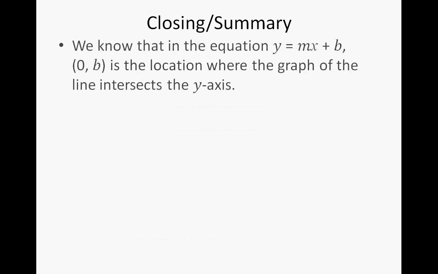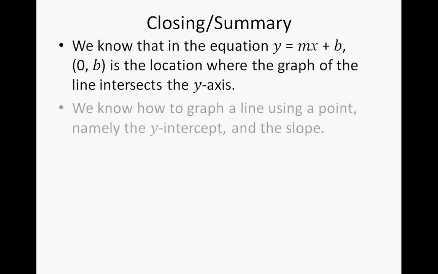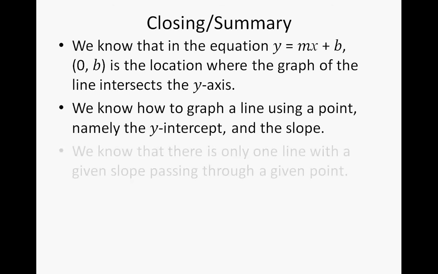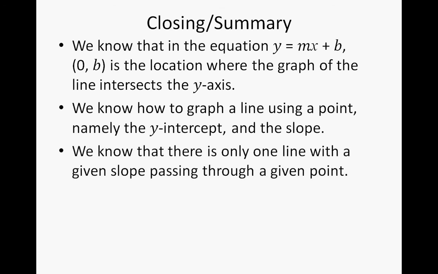All right, so let's wrap up. We know that in the equation y equals mx plus b, the coordinate 0, b is the location of the graph where the line intersects with the y-axis. We know how to graph a line using a point, namely the y-intercept and the slope. We know that there is only one line with a given slope passing through a given point.